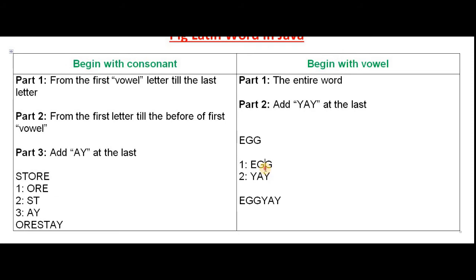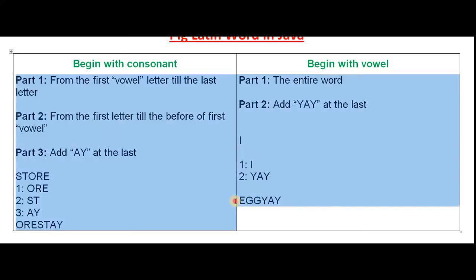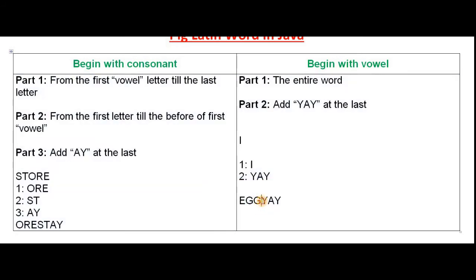Another last example: suppose the smallest single letter word, that is I. So what will be the Piglatin word of I? Very simple, I will be IYAY. That's all. This is the Piglatin word of I.